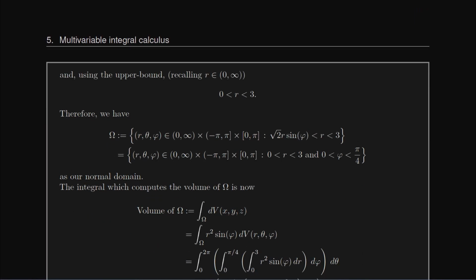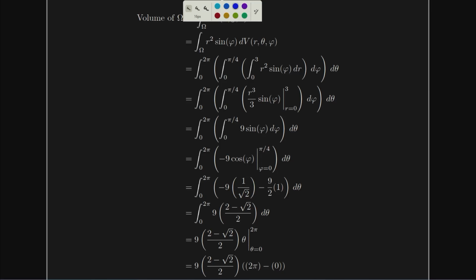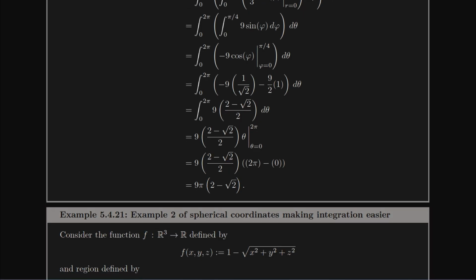So we're going to integrate all these, and when I integrate r squared, of course I get r cubed over 3. That's going to give me a 9 on the bounds. When I integrate sine of phi, I get negative cosine of phi, which gives me really a 1 over root 2 and a 1 on the bounds. So if I simplify everything, including my 2 pi from theta, I get 9 pi times 2 minus root 2 as the volume of this ice cream cone. Kind of surprising that we were able to find the volume of the ice cream cone. Very cool that we can do it in spherical.